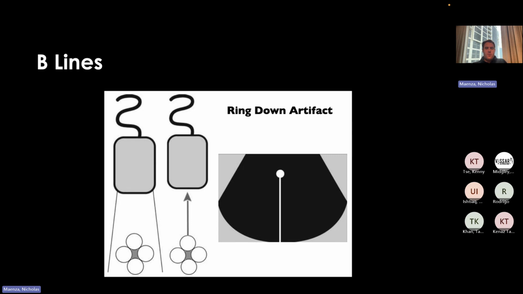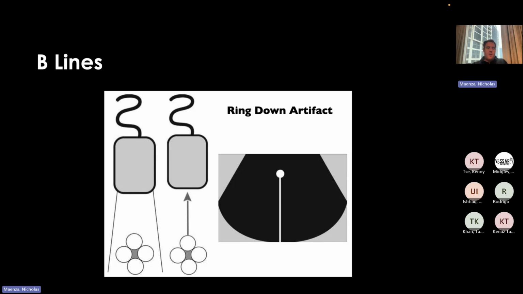Another reverberation artifact, and probably one of the most important ones for lung ultrasound, is B lines. B lines are when sound goes down from a transducer. The transducer right here goes down and into a little pocket of fluid that's surrounded by air. When ultrasound hits air, it scatters everywhere and it's very reflective. So it doesn't direct the sound in a specific way.